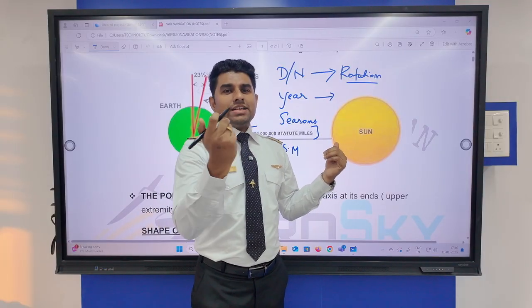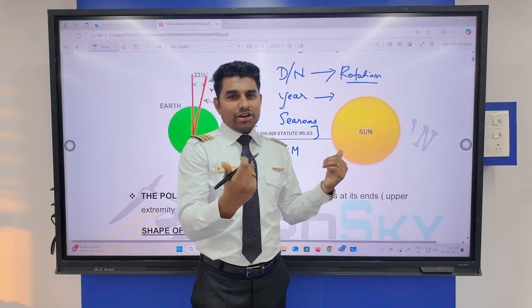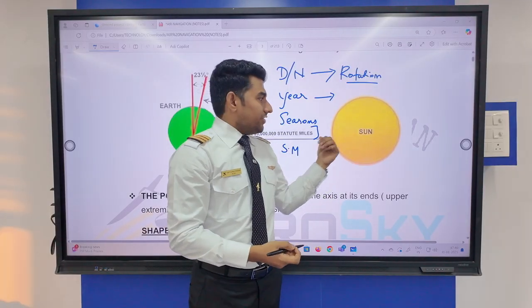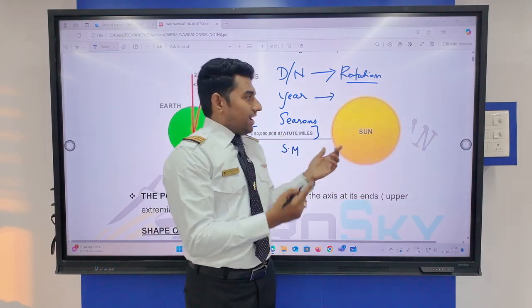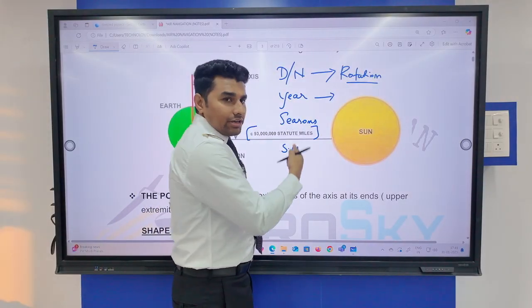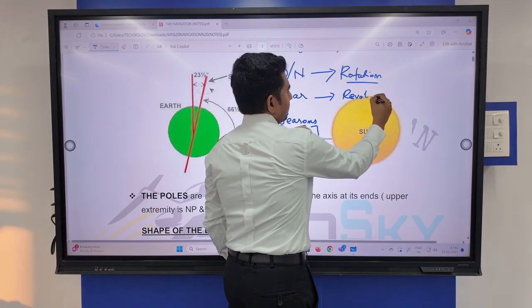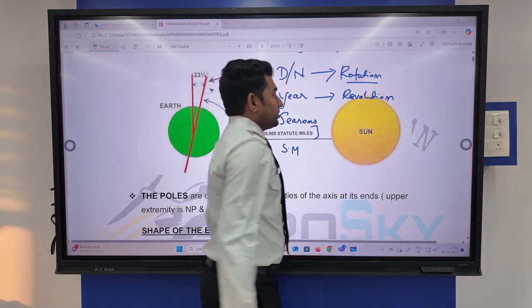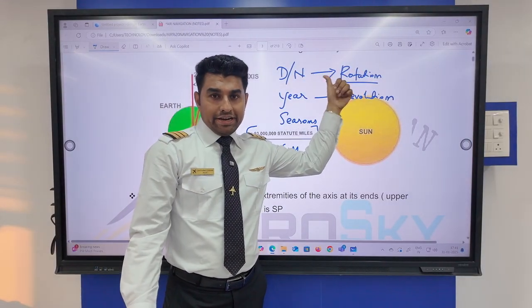The earth also has to revolve, has to complete one revolution across what? Across the sun, right? If it doesn't revolve, there's no change in the year. You'll be in the same year. So an entire one revolution of the planet around that star is going to cause what? A year change. So here, revolution. One revolution is going to cause a change in year. One rotation is going to cause change in day and night.